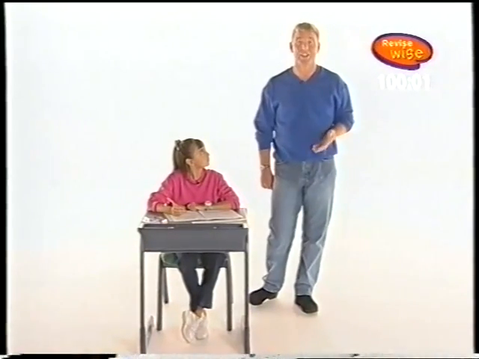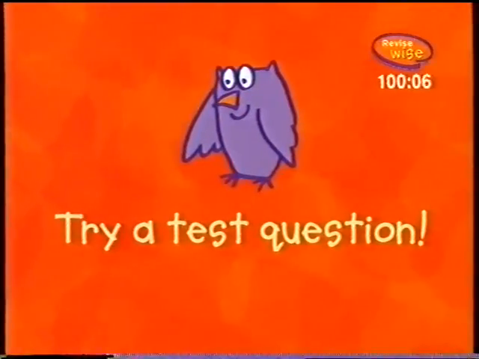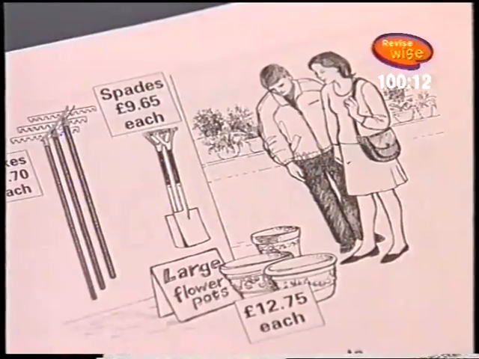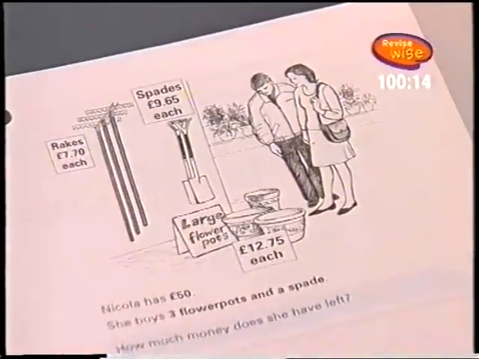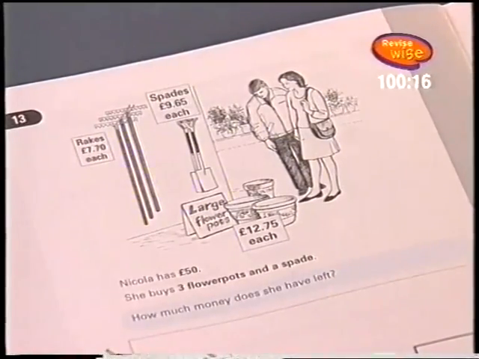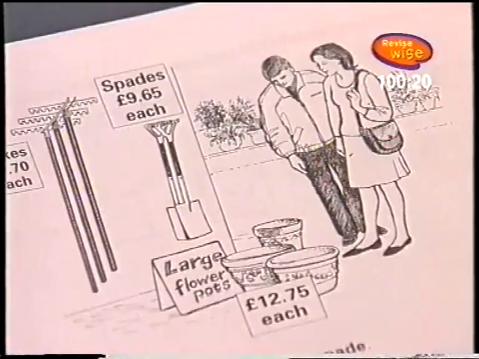Now, here's a question that's full of tricks. Step 1, read the problem. Right. Nicola has £50. She buys 3 flower pots and a spade. How much money does she have left? Step 2, work out what maths to use. Well, I suppose I add together the cost of all the things she's buying and then take it away from 50? That's right. So go on to step 3 and work out the answer to the maths.